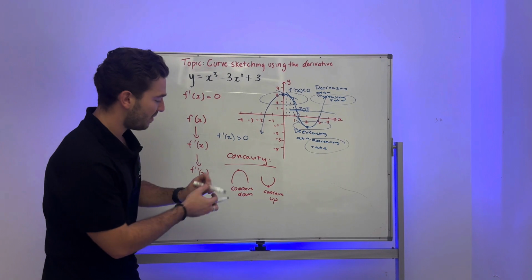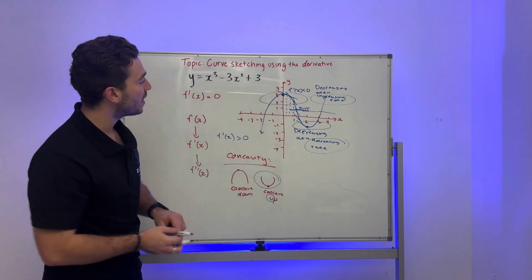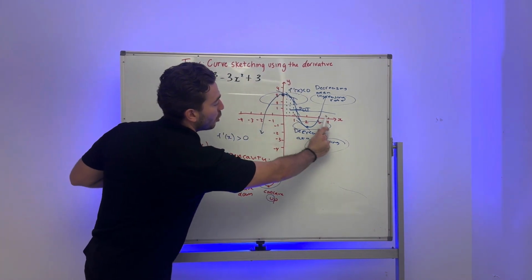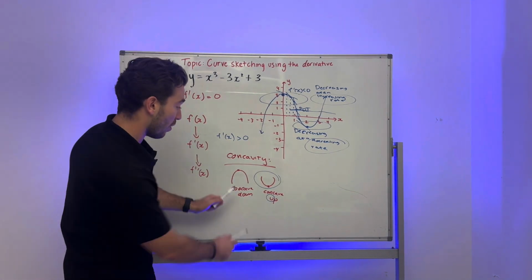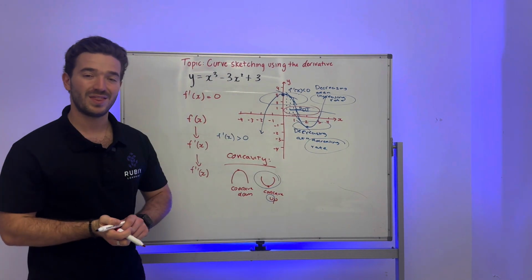Now, how do I remember this? See how this looks like a U? U for up. Because we go from a concave down, up here, where we have a maximum, to a concave up down here, the concavity changes. We go from down to up. That is this point there.